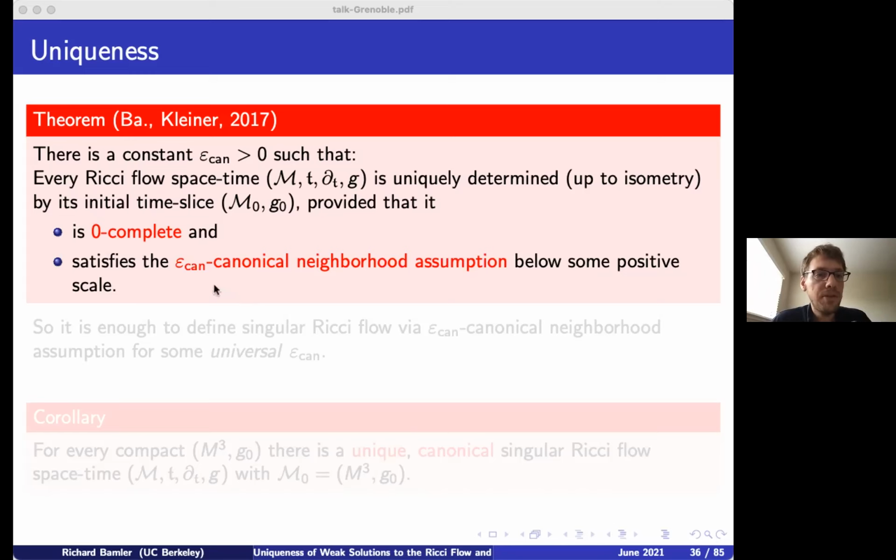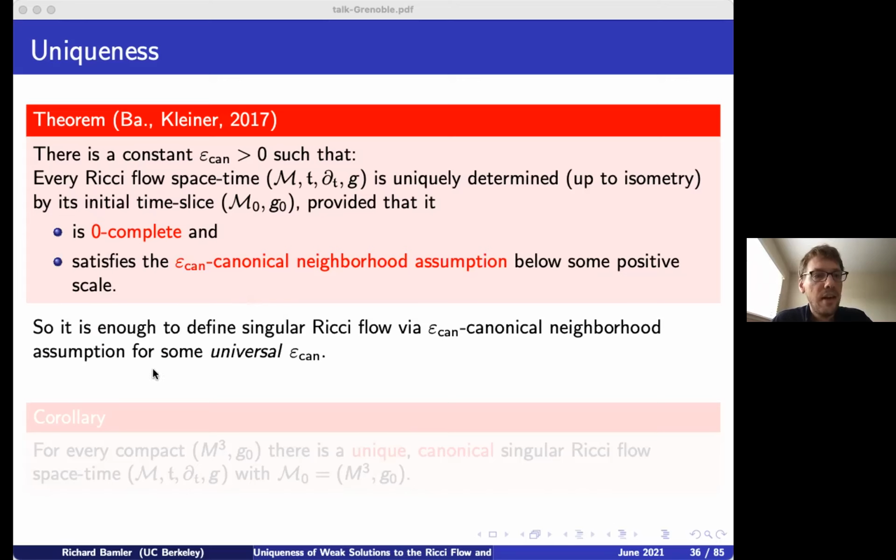So this result has specific advantages, which I'll discuss later. So for example, we don't really need any compactness condition here. We could even start from some singular data. And maybe just one nice application here is that the result shows us that in our definition of singular Ricci flows, it's actually really enough to focus on one single epsilon can.